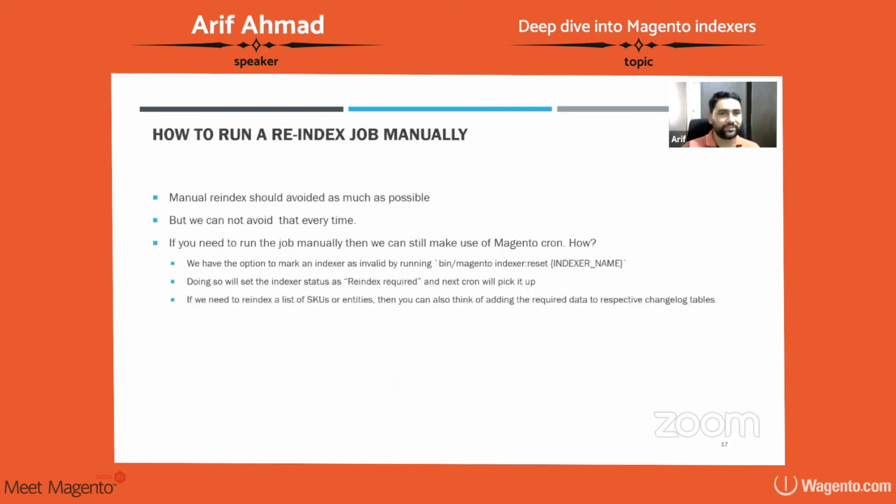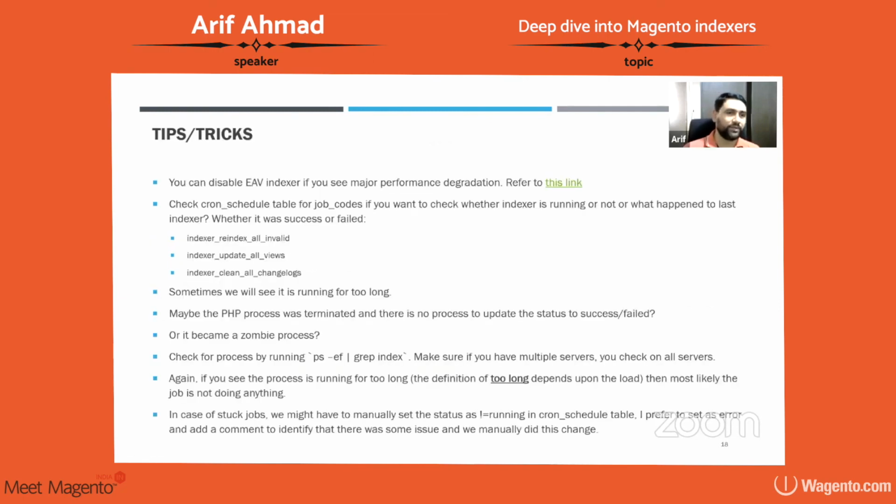Yeah, this is quite important. We should definitely avoid the manual reindex, but we cannot always avoid it. So we can use the Magento cron to let it run, even if we have to run it manually. Let's say I want to run the catalog inventory indexer. I can just mark it as invalid, and when the next cron runs, it will automatically pick it up and do the reindex. So that's one tip to try to avoid manual jobs.